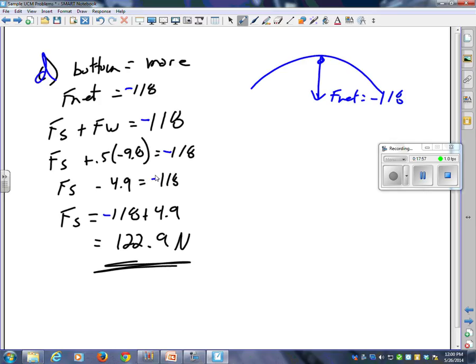Minus 113.1 newtons. It's exactly the same process. The only difference being that the net force at the start was negative. So can you always do that? Yeah, why not?